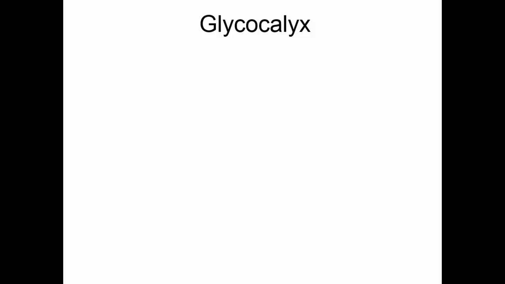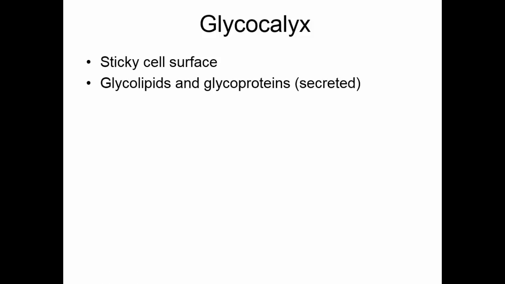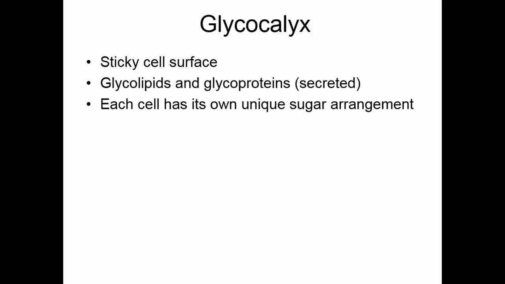The glycocalyx is the sticky cell surface. This is a function of the glycolipids and glycoproteins that are secreted by the cell. Each cell will have its own unique sugar arrangement. This helps with cellular identification. These are sometimes referred to as biological markers. Each individual person has their own biological markers, and each individual cell has its unique biological markers.